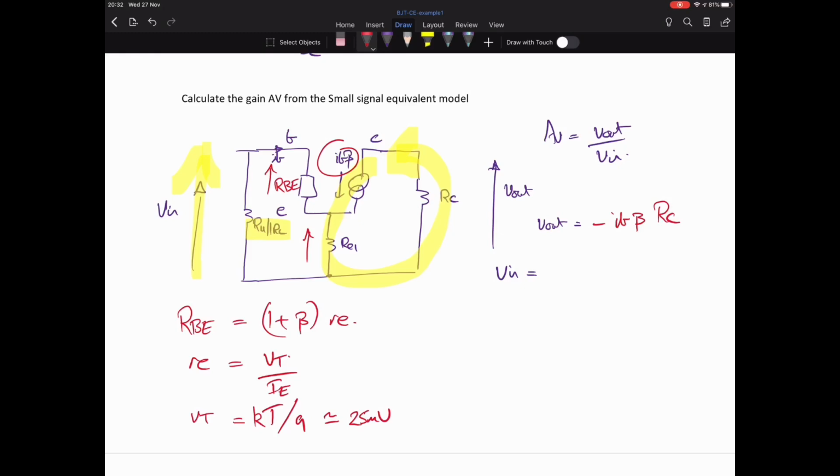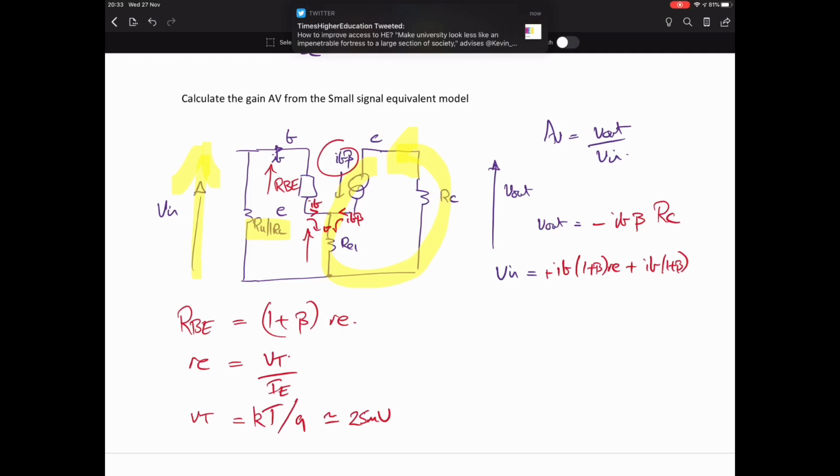So let's plug in RBE in those longer terms, 1 plus beta RE. So we've got IB, 1 plus beta RE, is the volt drop across the top resistor, and then we've got IB going in, and we've got IB beta going in to the emitter resistance, so that resistor is magnified. So effectively we've got IB brackets 1 plus beta brackets RE1. And there we go. So we've now got Vout and we've got Vin.